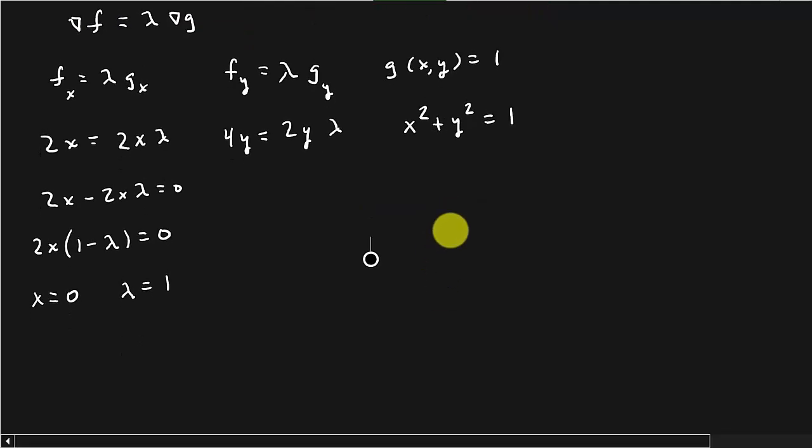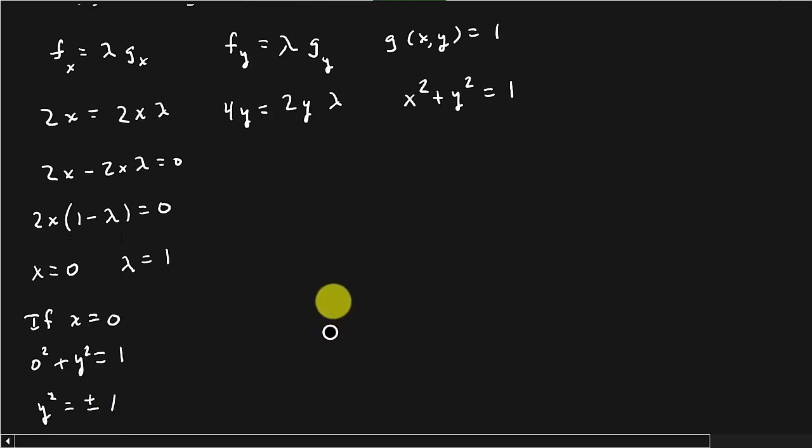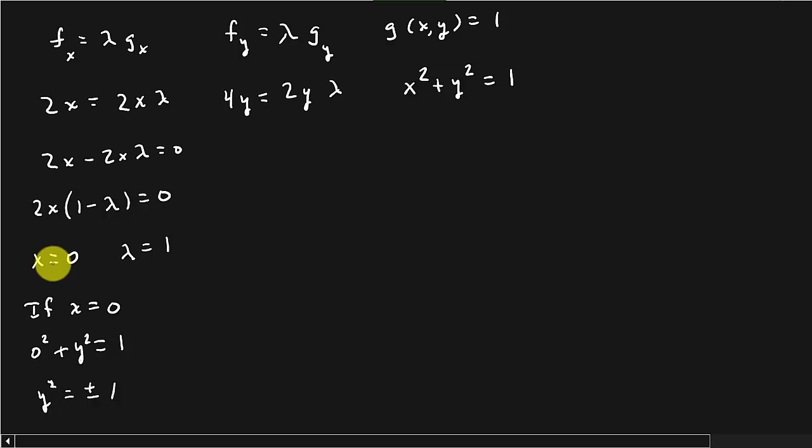So we can see that if x is equal to 0, then that's going to give us 0 squared plus y squared equals 1. So this is going to tell us that y squared is equal to plus or minus 1. All right, so what I did there is, see, I got x equals 0 here. So I took the 0, plugged it into this one, and solved for y.